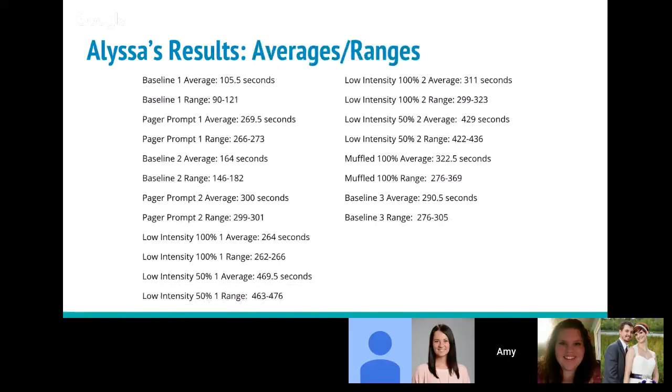This shows my averages and ranges. It's quite a variety here. I think that for me, the best phase was the low intensity 50%. I really was able to reduce my rapid eating, but within all the averages, I was still able to stay above both baseline phases.